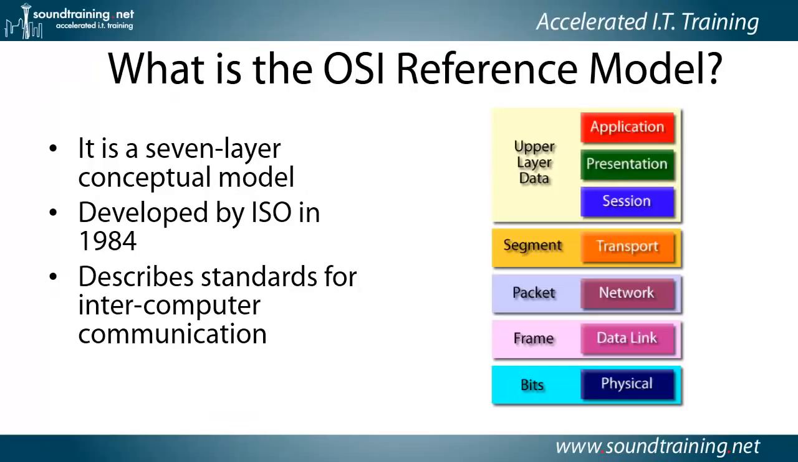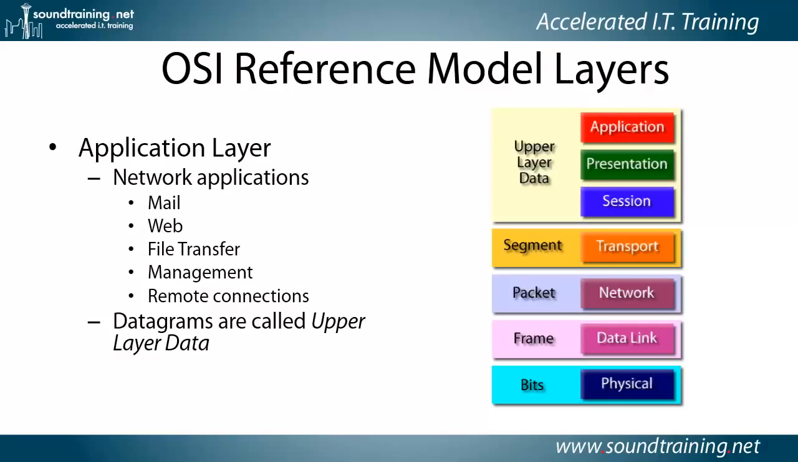What is the OSI reference model? It's a 7-layer conceptual model developed by ISO, the International Standardization Organization, in 1984, and it describes the standards for intercomputer communication. In other words, how does the data get from one computer on one network across cables and connectors and wireless or whatever to another computer on another network? And that's what the OSI reference model attempts to describe. Now, there are 7 layers in the OSI reference model, and let's go over each one of them just to give you kind of a broad overview.